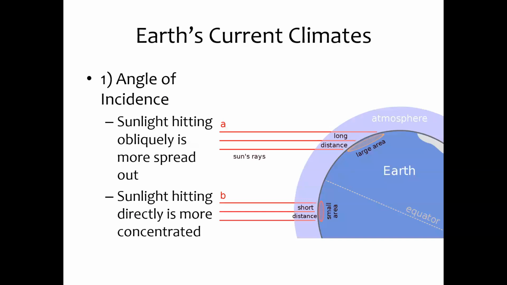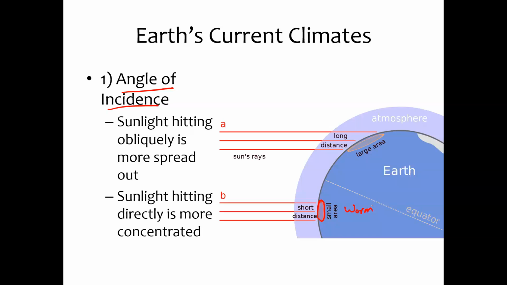It's due to two factors, really. The major one is going to be the angle of incidence of incoming sunlight. So when sunlight hits directly at near Earth's equator, that sunlight is more concentrated over a small area. And as a result, it's going to warm that area up more.